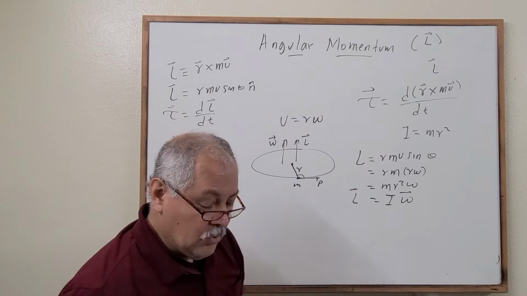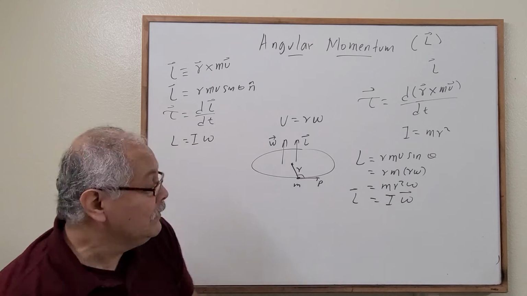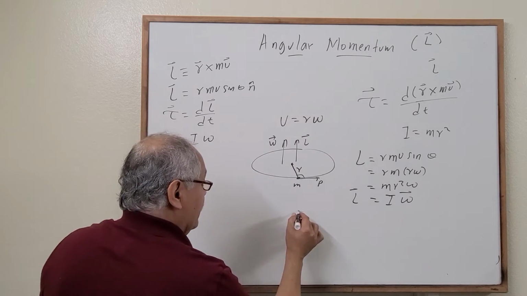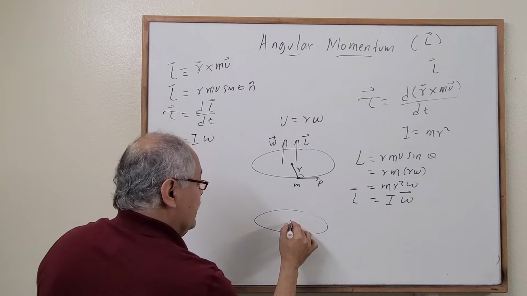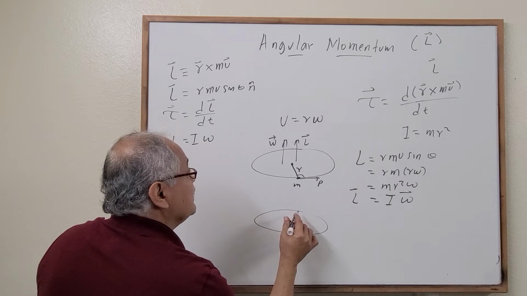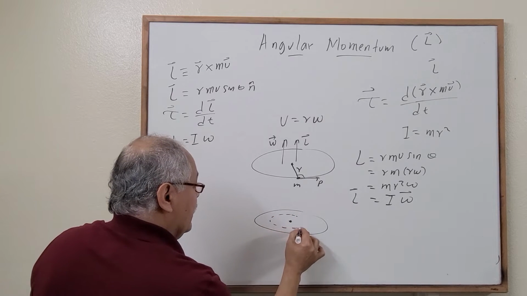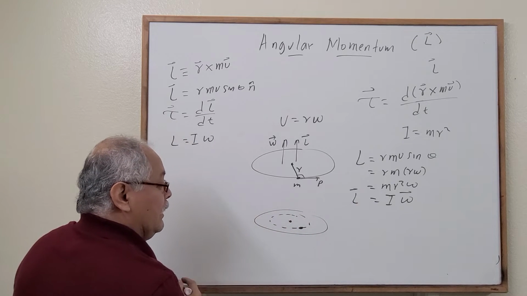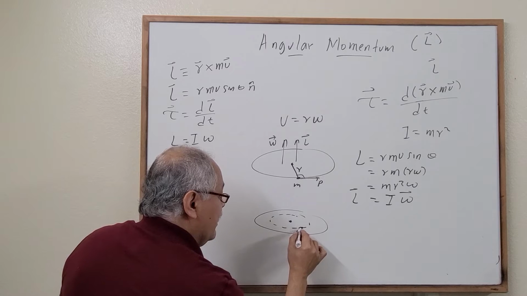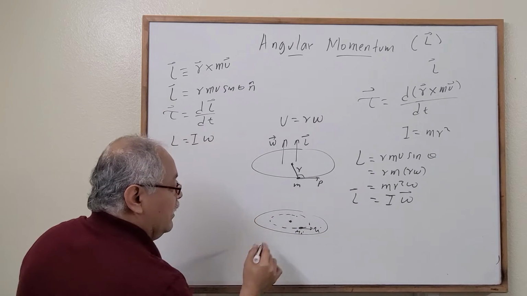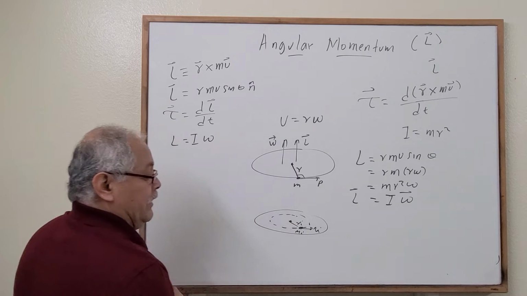Perfect. This is one particle. What happens if we have a solid? Okay, let's go for a solid. A disk, for simplicity, one more time. This is the axis of rotation. This is the path of a particle. This is m sub i, and this is b sub i. And this is the radius r sub i.